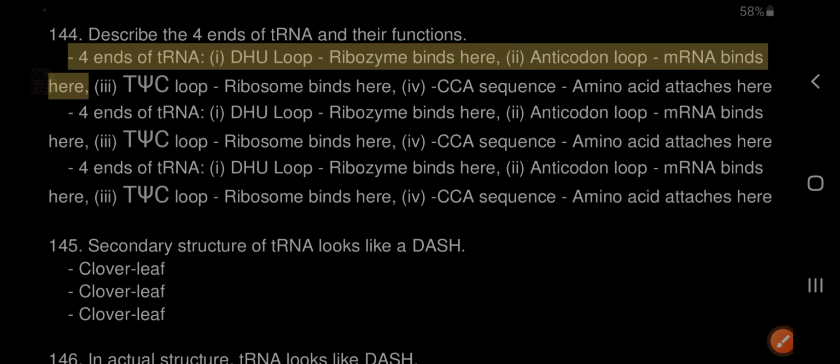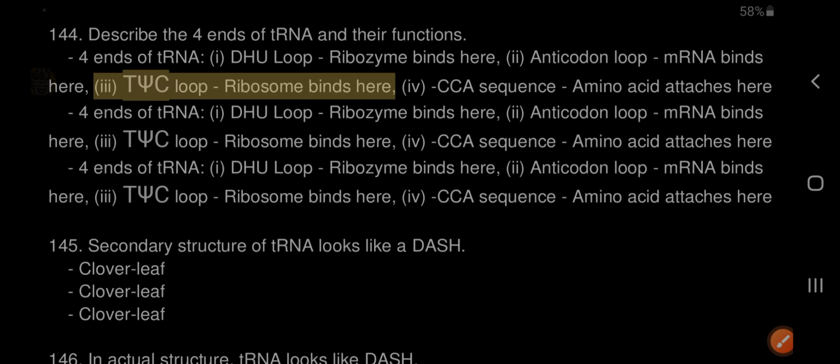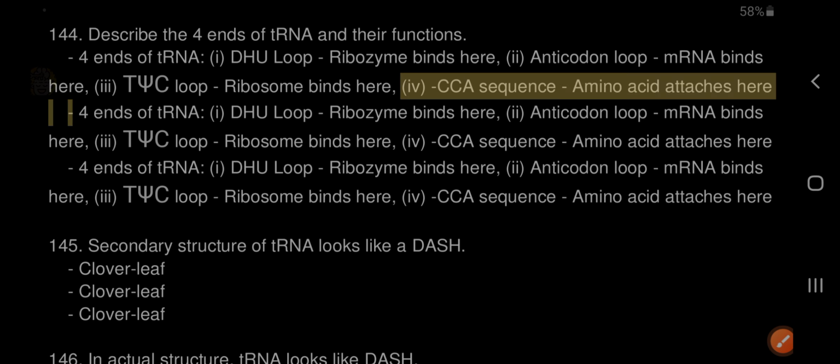Four arms of tRNA: I, D loop, ribosome binds here. II, anticodon loop, mRNA binds here. III, TψC loop, ribosome binds here. IV, CCA sequence, amino acid attaches here.